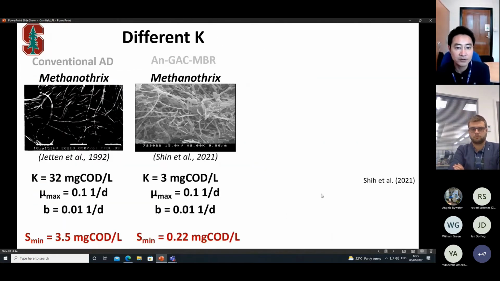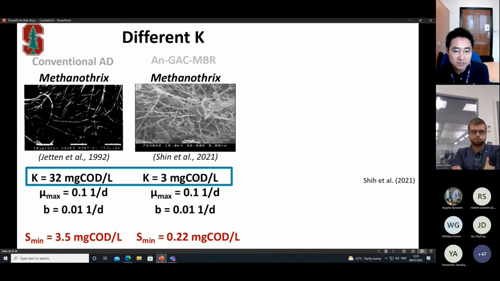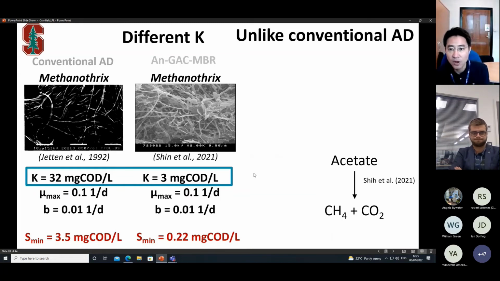So this is a comparison of the same methanometric calculations. We found you can see the kinetic rate increases dramatically. The utilization rate is really high compared to the AD process, and this is with the GAC membrane. And you can see the S minimum, maybe thermodynamically, is much lower compared to this one. So it gives us a little bit of a concern about why this biofilm with the GAC works quite well.